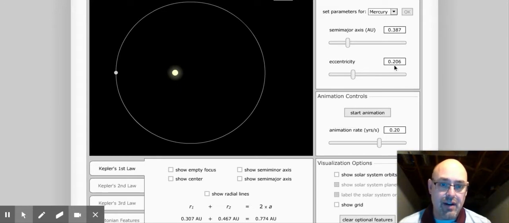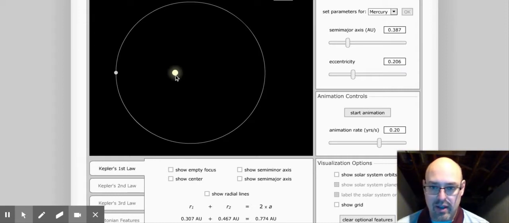Now, underneath that here is this number right here. That's 0.206. That's your eccentricity. That's how far away from a circle this elliptical orbit is. And again, you notice that the sun is over here, not center, and that's why it's an elliptical orbit.